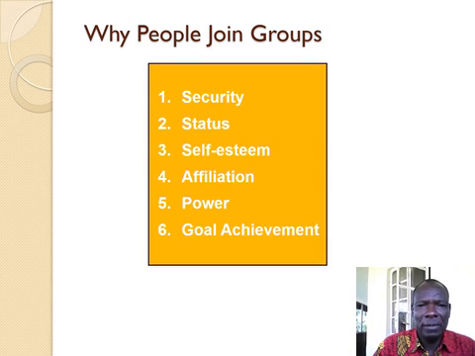And finally, goal achievement. Some people form groups in order to achieve a goal. And indeed, in an organizational setting, we have units, we have divisions, we have departments, we have faculties, we have schools, because we have a particular goal to achieve. And so we join groups, or we are put in groups, so that our faculty goals, our departmental goals, our unit goals, our course goals are achieved. That's the purpose why people join groups.